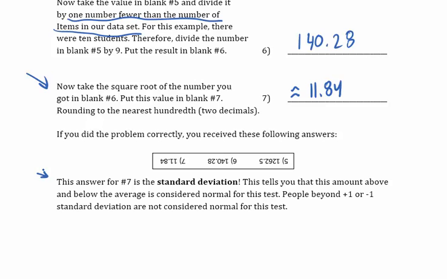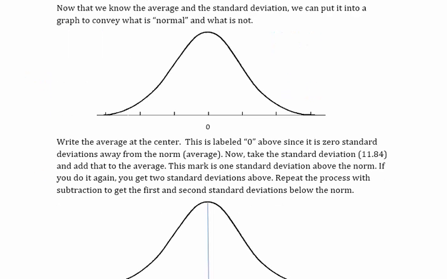Okay, coming down here. This answer for number 7 is the standard deviation. This tells you that this amount above and below the average is considered to be normal for this test. People beyond 1 standard deviation above and 1 standard deviation below are not considered normal for this test that the students took. Now that we know the average and the standard deviation, we can put it into the graph to convey what is normal and what is not.